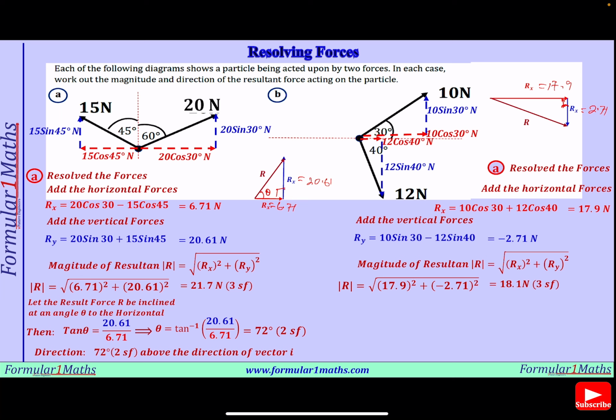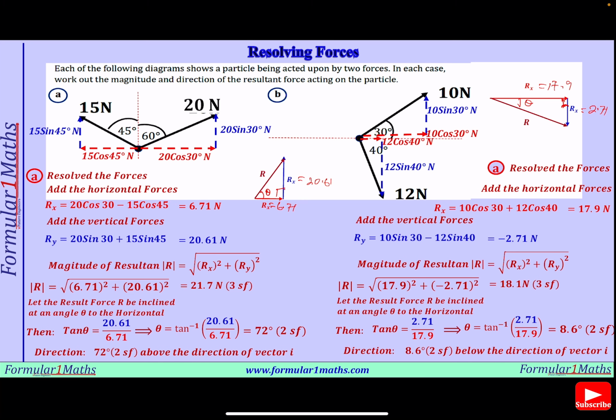Therefore, the angle, we go and calculate this angle here. Let's call it theta again. And then we have theta is equal to this. Evaluate to get 8.6. Note that in this case, this is below the direction of the I vector. So we formally go and state our direction as 8.6 below the direction of the vector I.